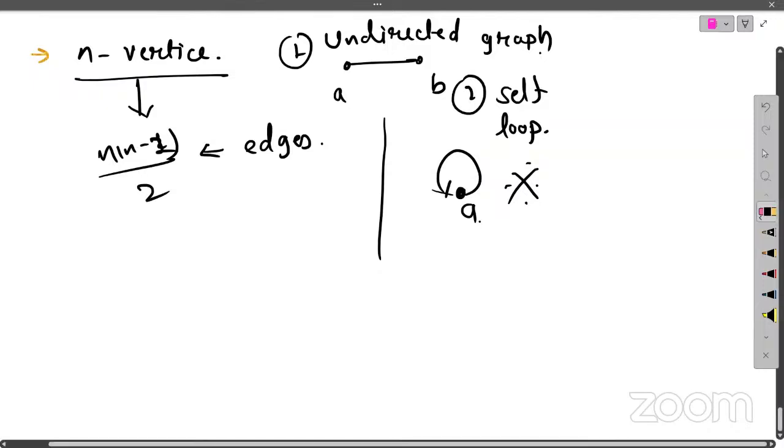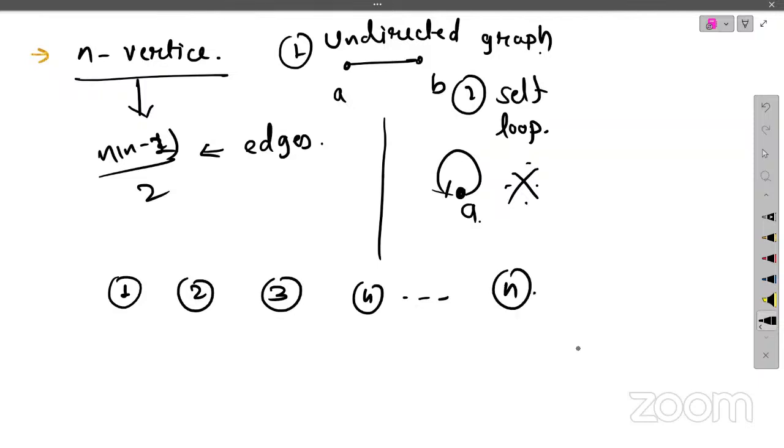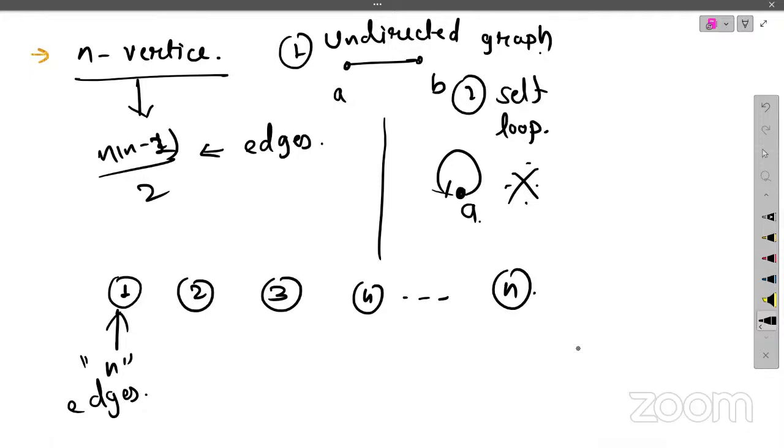Now here, suppose you have n vertices. Now we have to find out at max what are the number of edges. So suppose I list out n vertices: 1, 2, 3, 4, up to n. Now what happened? This one is connected to every other vertex. So if one is connected to every other vertex, how many edges are there? There will be n edges related to one. So again, I'll repeat, here we are finding the maximum possible number of edges we can have in an undirected graph. Okay, so it is possible that every vertex is connected to every other vertex. That means one is connected to every other vertex, so one will take care of n edges, correct?